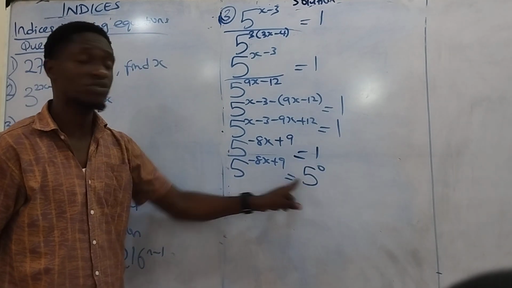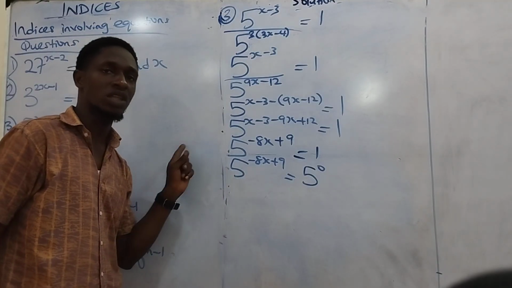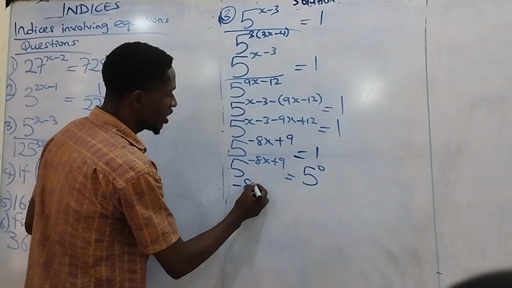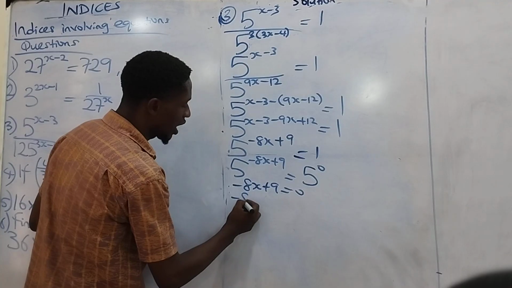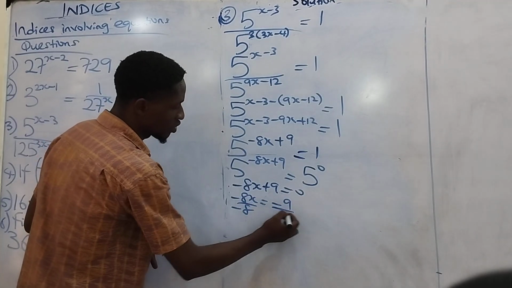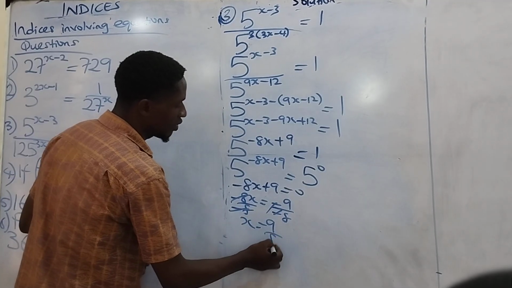The reason why I use 5 is so that we can have the same base on both the left and right hand side. So let's equate the power. Minus 8x plus 9 is equal to 0. Let's take plus 9 to this side, which is minus 9 now. Dividing both sides by minus 8, our x is 9 over 8.